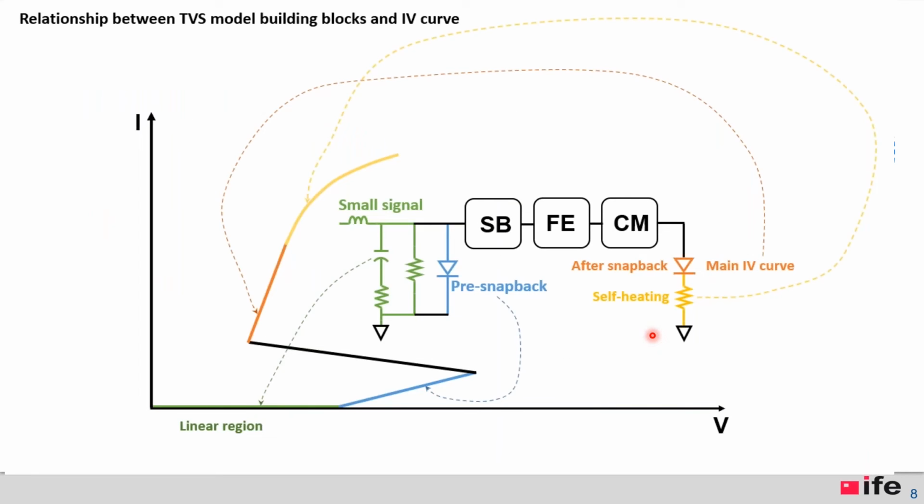Now this is an illustration of an IV curve, voltage, current. And this is the illustration of the model. The model has a small signal model, that's for signal integrity, and all of the rest is the large signal model. There's some current before snapback. SB is snapback. FE is falling edge of the voltage. CM is conductivity modulation, a change of the conductivity over time. And then comes the main IV curve.